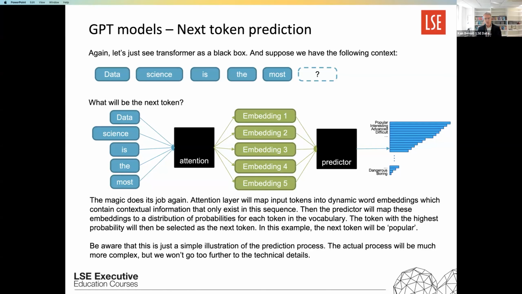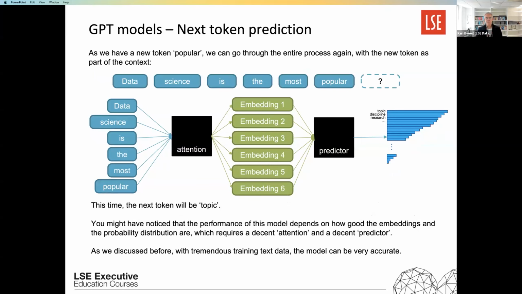And by doing this in this really rapid way, you can see with ChatGPT, if you type something in, you can actually see the words sort of appear one at a time. It's quick, but it appears one at a time across your screen. It's because it's doing this computation under the hood. So if we were to have taken the word popular, for example, then the next token would need to relate to popular. That could be topic or discipline or research.